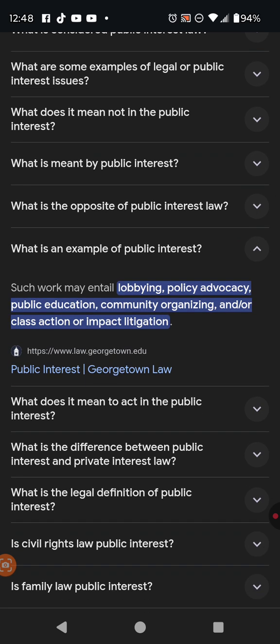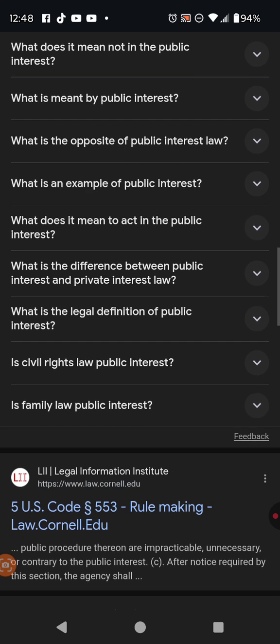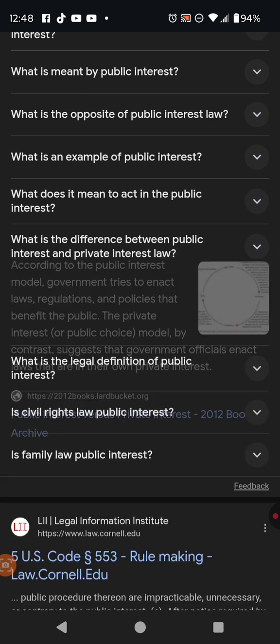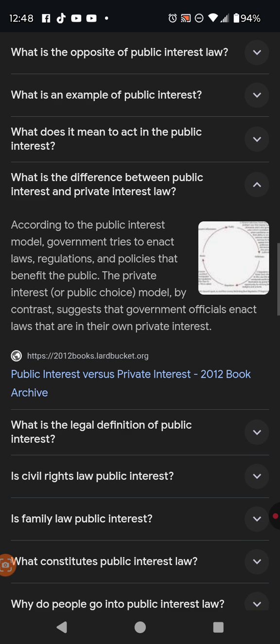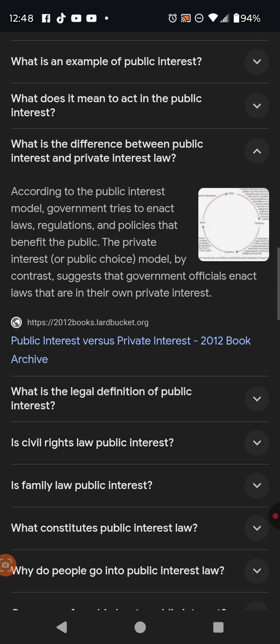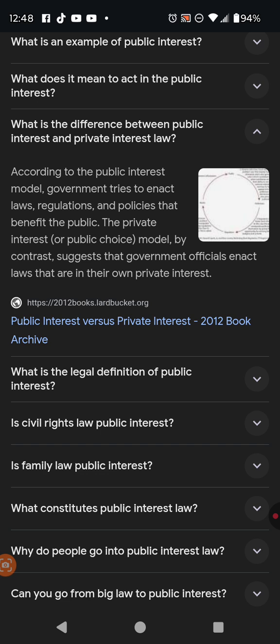What is an example of the public interest? Such work may entail lobbying, policy advocacy, public education, community organizing, and or class action or impact litigation. According to the public interest model, government tries to enact laws, regulations, and policies that benefit the public. The private interest or public choice model, by contrast, sees government officials enacting laws that are in their own private interest.